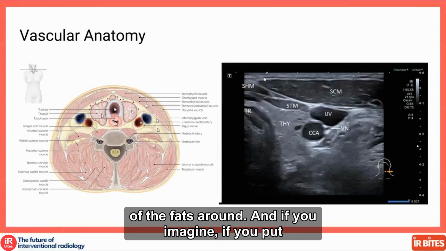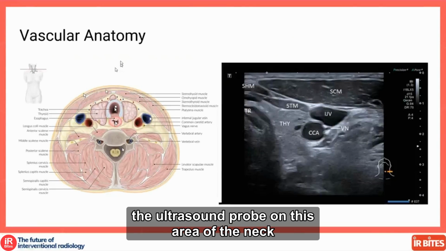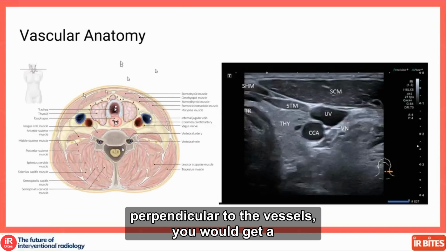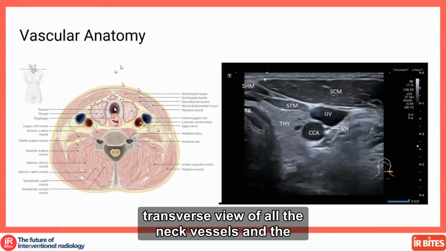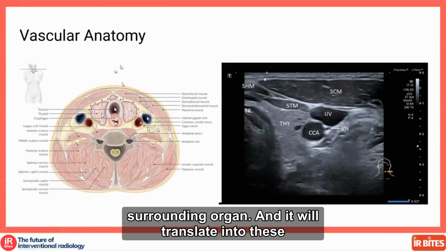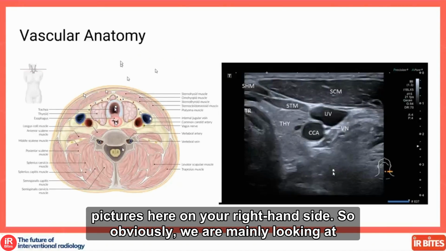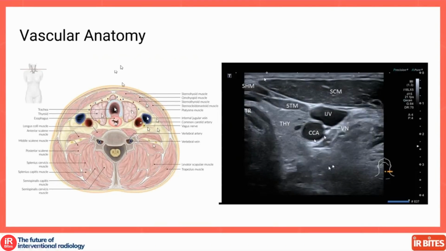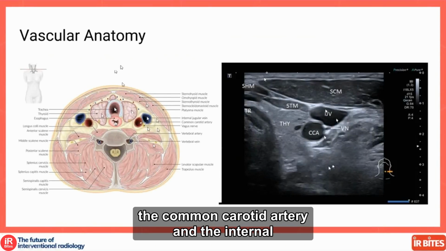the fat around. And if you imagine putting an ultrasound probe on this area of the neck, perpendicular to the vessels, you will get a transverse view of all the neck vessels and the surrounding organs. It will translate into these pictures here on your right-hand side. Obviously, we are mainly looking at the common carotid artery and the internal jugular vein.